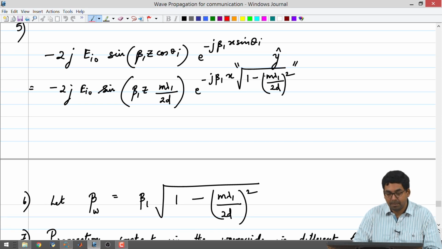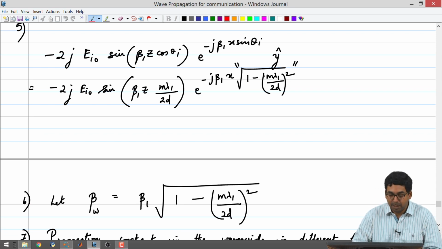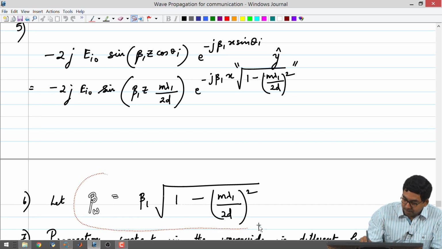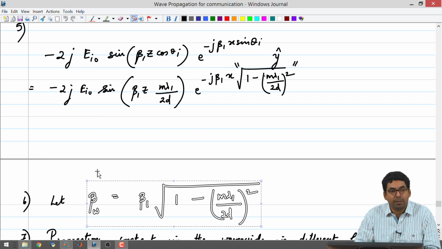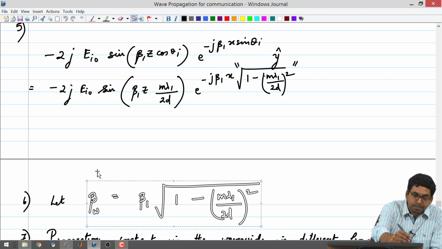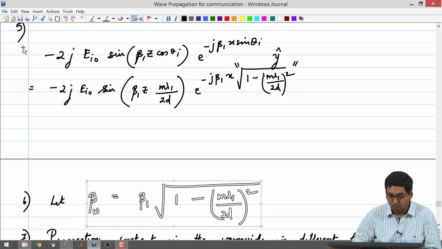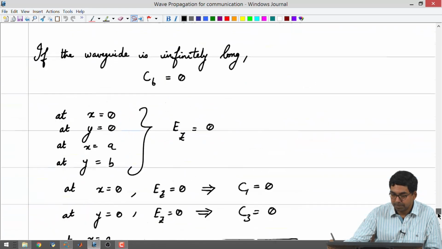So, I am going back to the derivation that we had for the parallel plate waveguide in order to pick up one formula that we had, and I have here the expression for the phase constant within the waveguide, beta w, and it is beta 1 square root of 1 minus (m lambda 1 by 2d) squared. So, I will go ahead and begin the lecture with that.